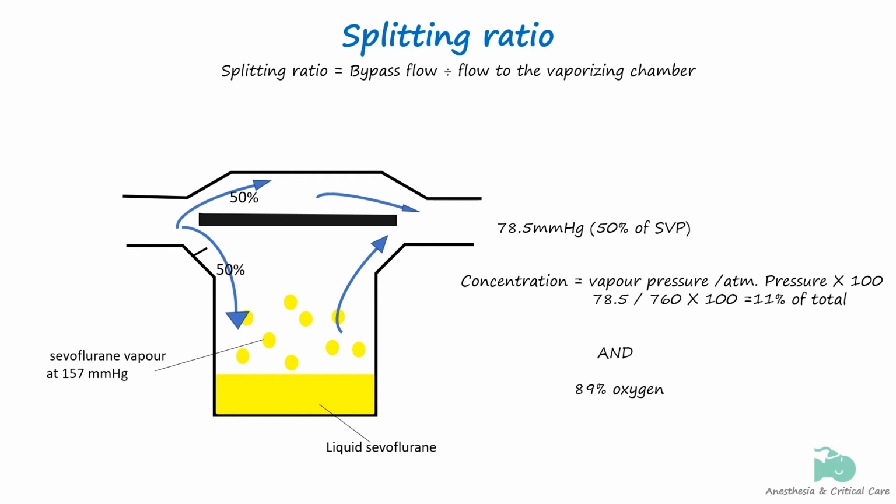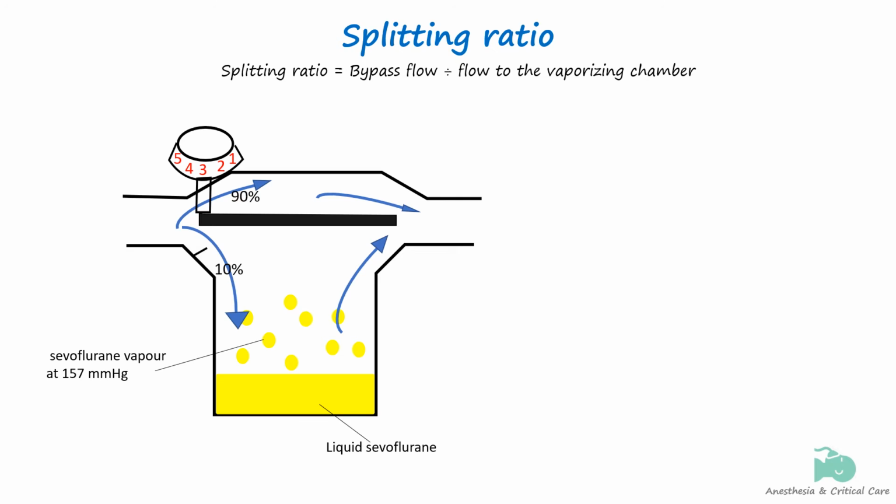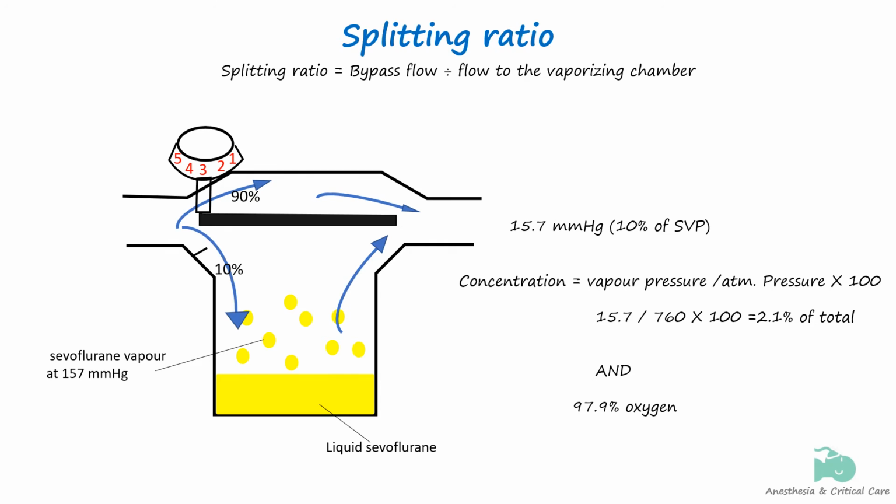We can vary the amount of agent entering the chamber to change the resultant concentration of the gas flow. This is known as adjusting the splitting ratio, and the dial or knob on the top of the vaporizer does it. So if we have 10% fresh oxygen entering the vaporizing chamber, the resultant fresh gas will have 10% of the SVP in it. So for sevoflurane this would be about 2.1%, which is 1 MAC for sevoflurane.